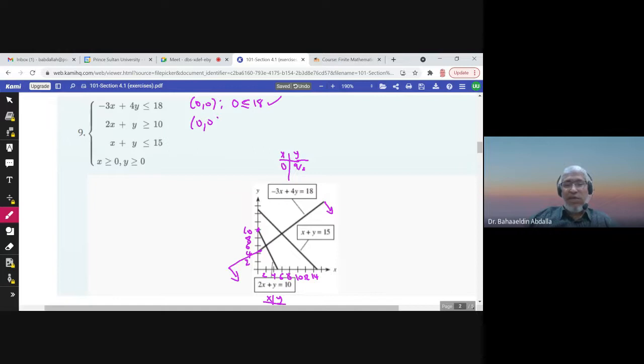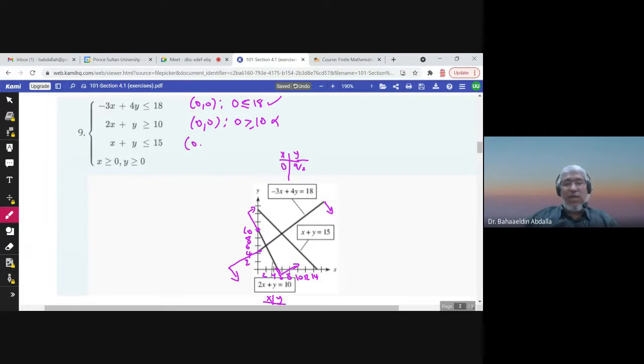And here also 0, 0, 0 plus 0 greater than or equal to 10. No, this is not correct. So where is this line? 2x plus y equals 10. Yeah, this one. 0, 0 now does not belong to the solution region. So the graph is about here, is to this side, okay? This side, to the right of this line.